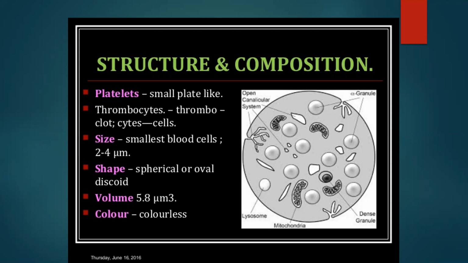About the volume, I said no need to write the volume, just write the count. Just exclude this point. The count is around 200,000 to 400,000 per cubic millimeter of blood. And then the color is transparent. Blood platelets are colorless. So that's all about the blood platelets, the general structure, a little deep structure, and the function.